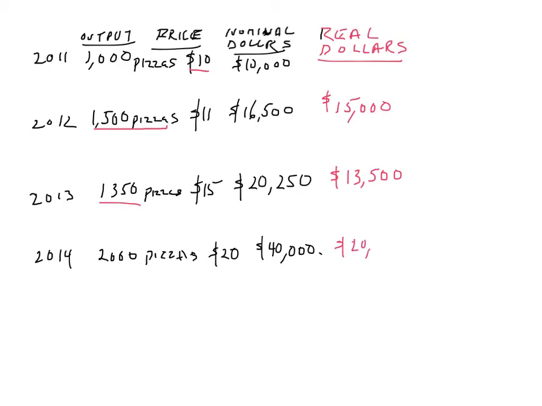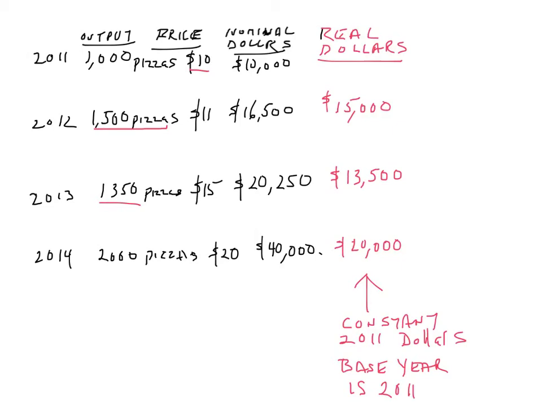So what we have is this column is GDP, but in terms of 2011 prices. So what we call this is constant 2011 dollars. And that is known as the base year. 2011 is the base year.